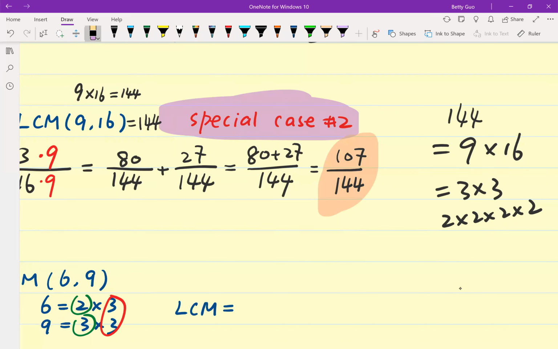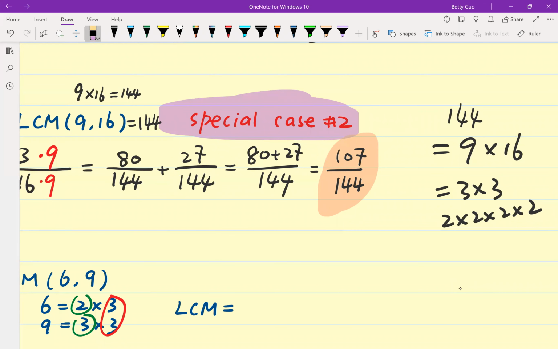I see some confusing faces. Yes or no? No? So let me explain. So 144, if we prime factor it, we have 144 equals 3 times 3 times 2 times 2 times 2 times 2, right? Means 144 has two different prime factors, 2 and 3, right?